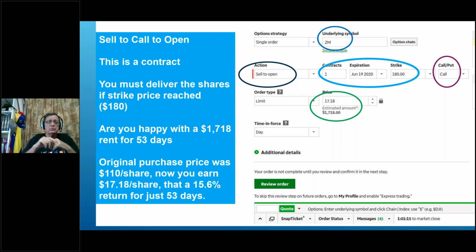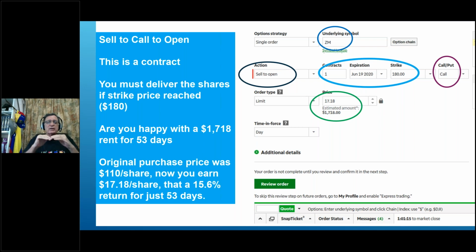Well, you got to remember your original purchase price, in this case, was $110 a share, and you can now get $17.18 a share. Forget about the appreciation from 110 to 166. That $17.18 is 15.6% return on your investment in 53 days, forgetting the fact that it's appreciated. Now, is this a good deal? Well, I frankly think I'm not recommending this. Remember, you don't listen to my recommendations here.